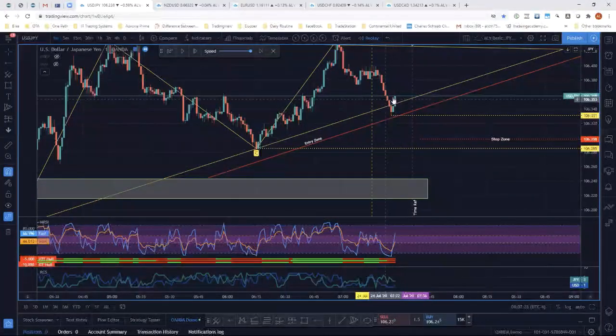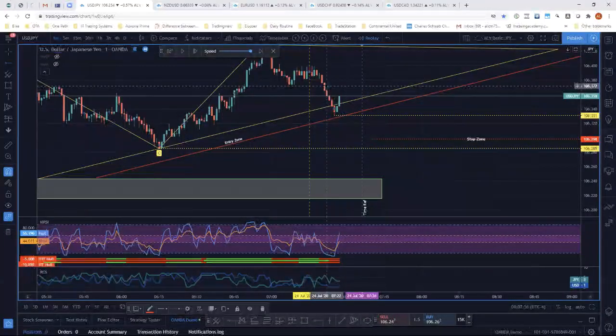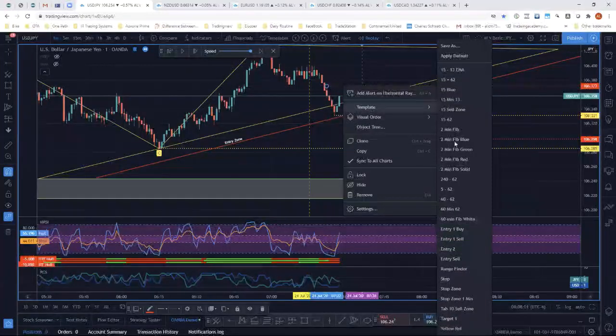Now I'm looking to see where is a likely place for it to bounce off of. So if I come up here and I find the first candle with a wick, and then move over to where the red candle is, this is really the first significant wick we had. So I'm just going to mark this as a reference point. And I'm going to take this as a potential stop zone.